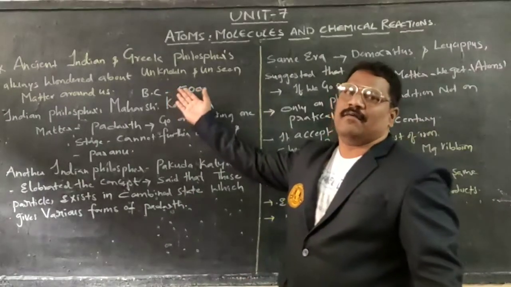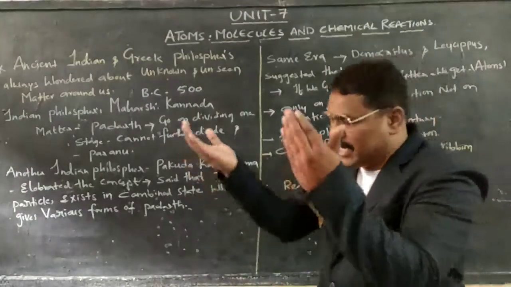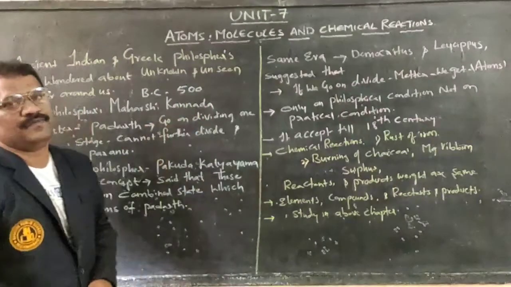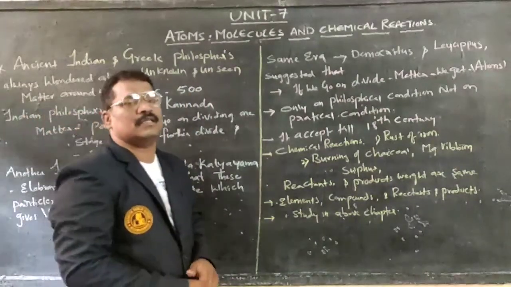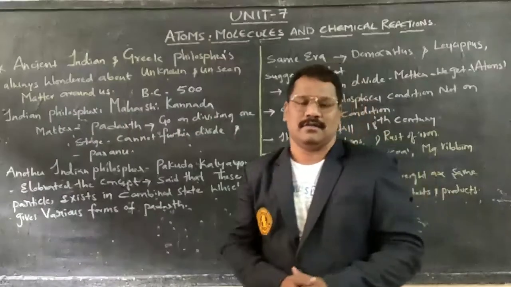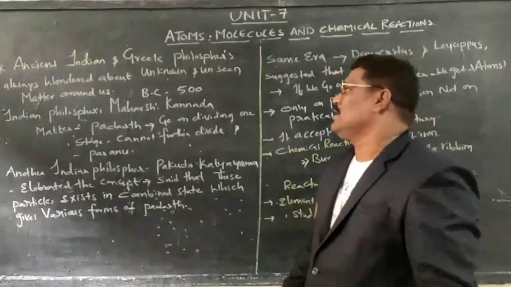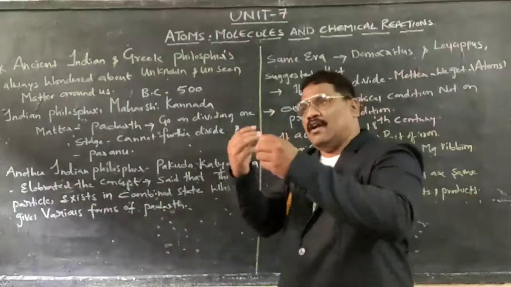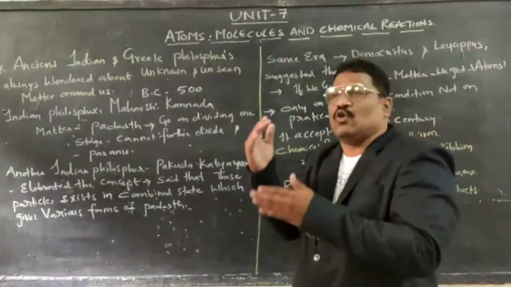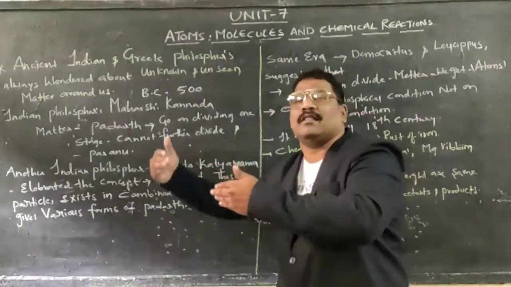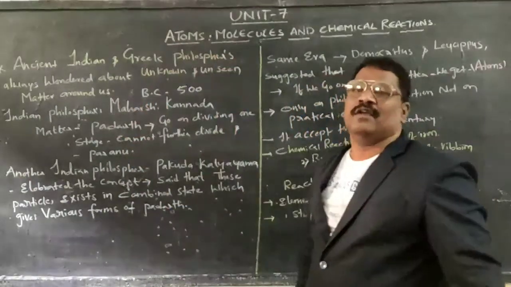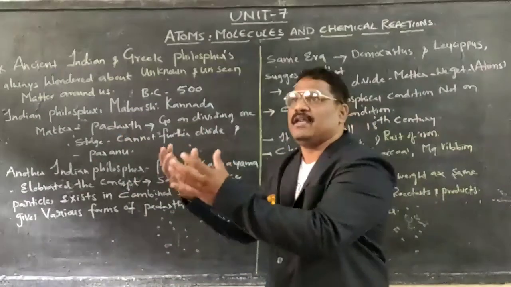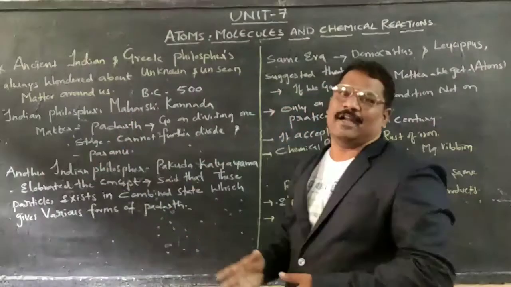Nearly in the year 500 BC, before Christ, our Indian philosopher Maharshi Kanada called matter Padarth. He started dividing that Padarth continuously for a long time, such that at one particular condition that material could not be divided further.